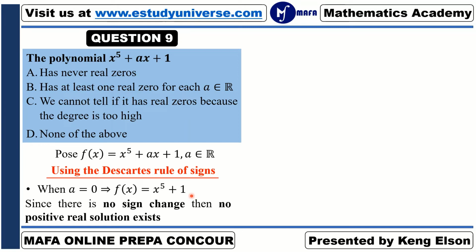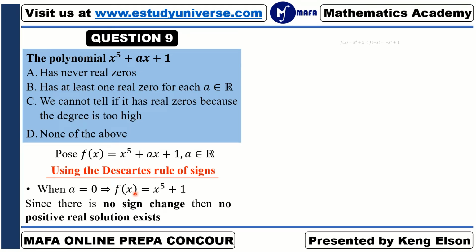Automatically we can deduce that there is no sign change, because we are just looking at the sign changes. The sign in front of x to the power 5 is positive. When you go to the next term, it's still positive, so there is no sign change. And since there is no sign change in f of x itself, there is no positive real solution. Now let us look for the negative real solutions. How many of them exist? The number of negative real solutions is the number of sign changes in f of negative x.